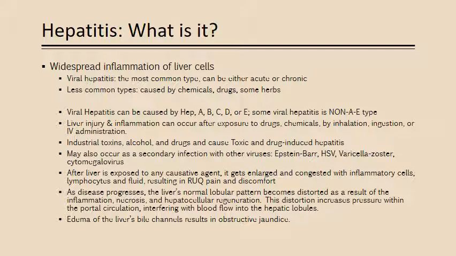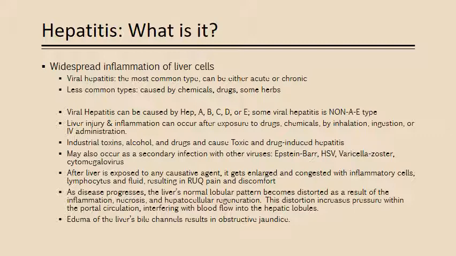Necrosis can happen, and hepatocellular regeneration will occur. This distortion increases pressure within that portal circulation, interfering with blood flow into those hepatic globules. So all that distortion interferes with that pressure, and edema of the liver's bile channels results in obstructive jaundice. So it's very similar to cirrhosis.